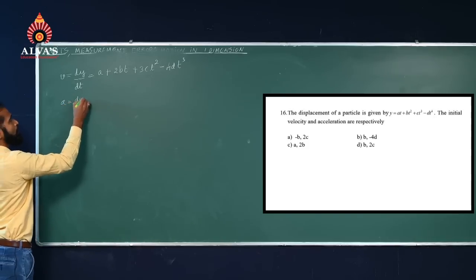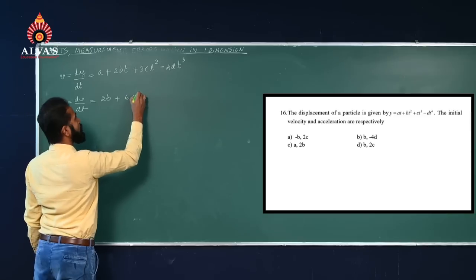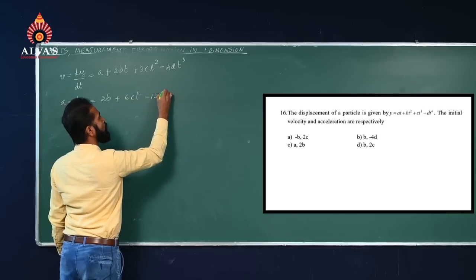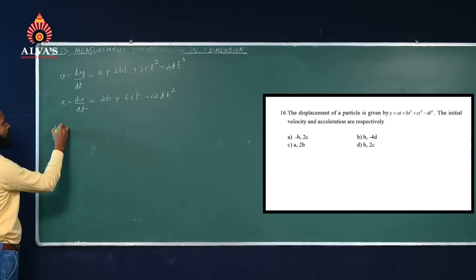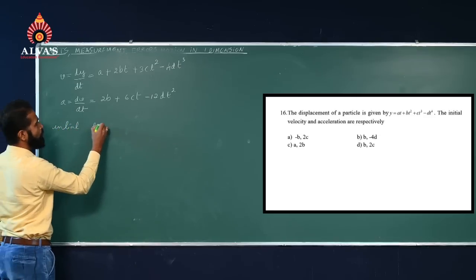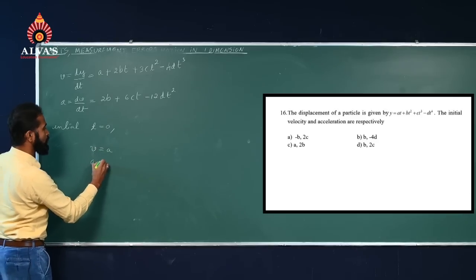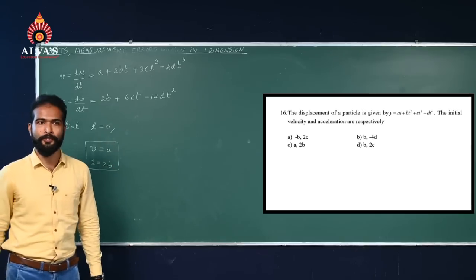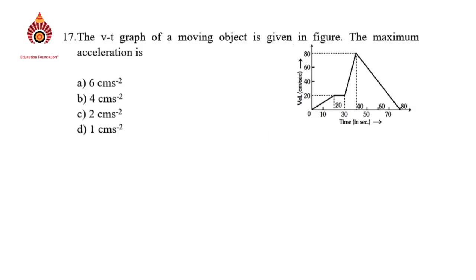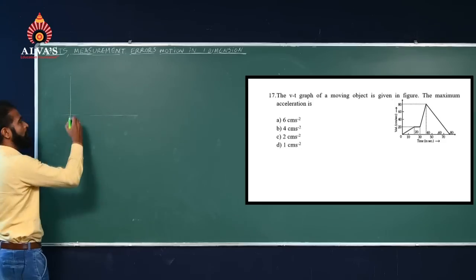So therefore acceleration is nothing but dv divided by dt. That will become 2b plus 6ct minus 12dt square. But what is asked is initial velocity and initial acceleration. So initial stands for time t is equal to 0. So if I put time t is equal to 0, then velocity will become equal to a and acceleration is going to become 2b. Only a and 2b. That gives you option C. Going to the next question 17. The Vt graph of a moving object is given in the figure. The maximum acceleration is. So the graph is given somewhat like this.